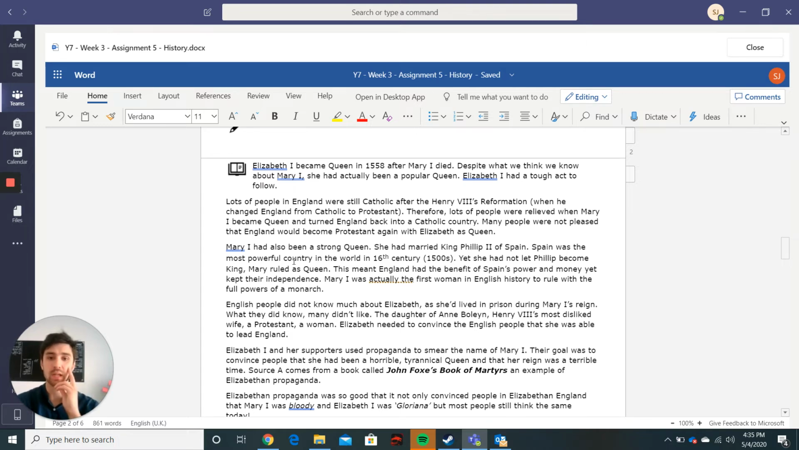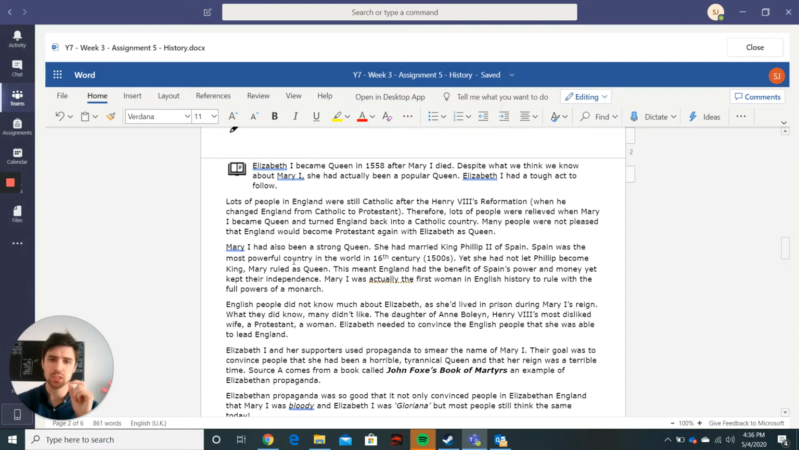Mary I had also been a strong queen. She had married King Philip II of Spain. Spain was the most powerful country in the world in the 16th century. Yet she had not let Philip become king. Mary ruled as queen alone. This meant England had the benefit of Spain's power and money, yet kept their independence.